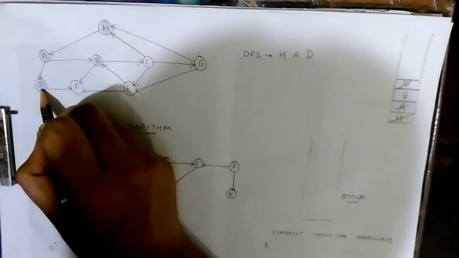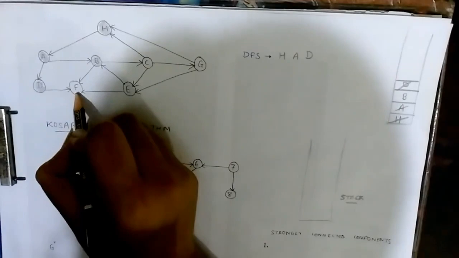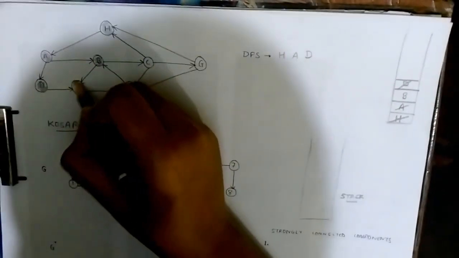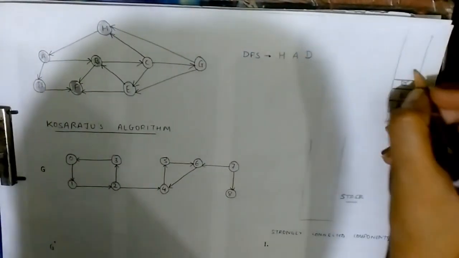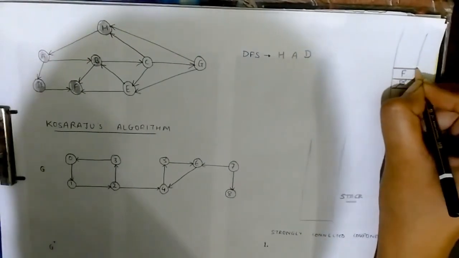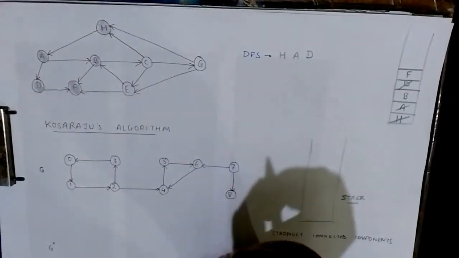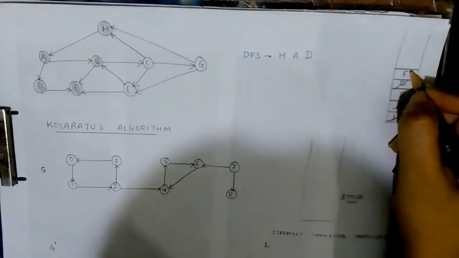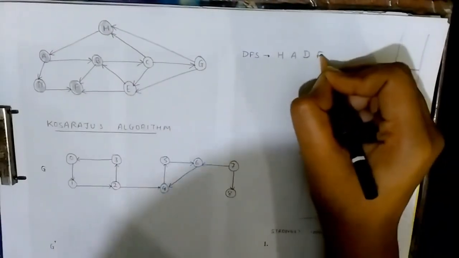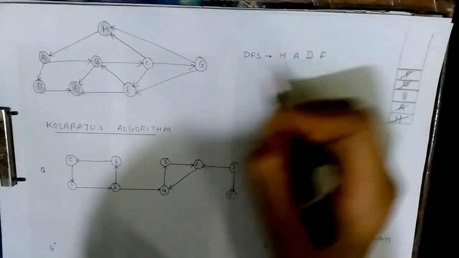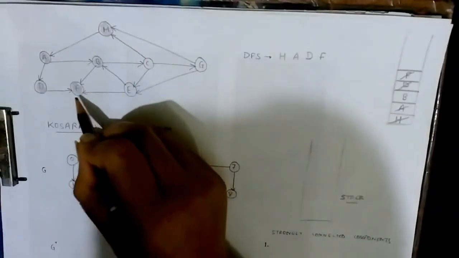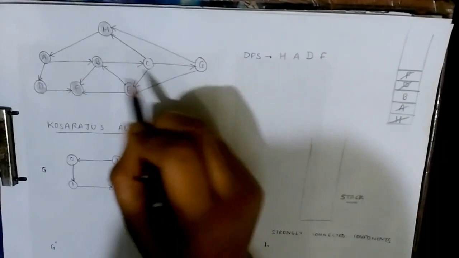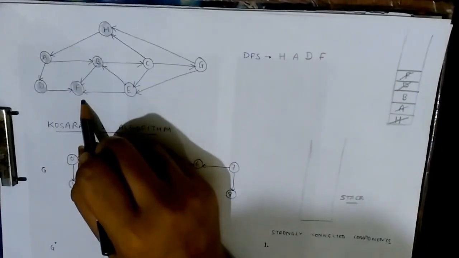D. From D, where can we go? From D we can go to F. We mark it as visited and push it in the stack. Now we pop the top element, F, and print it out. Okay, from F, where can we go? There is no other vertex we can go to from F.